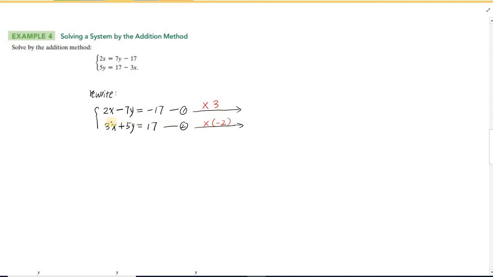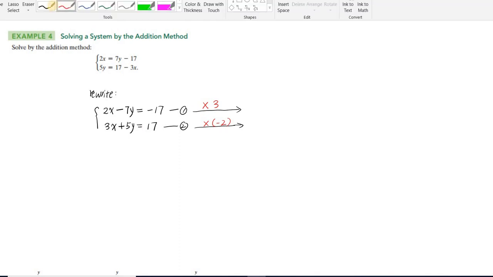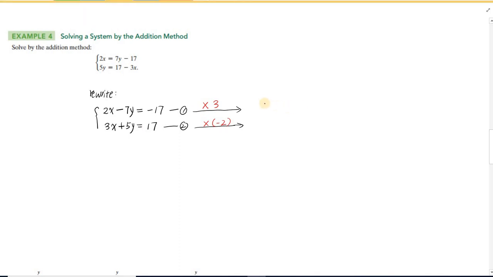The reason why we do this, if you think about it, if I multiply by 3, this will become 6x, and then multiply by negative 2, this will become negative 6x. Once we have this, we're going to add them together and create a 0x. That's why we did this, alright? Okay, let's go ahead and finish this up. We created a new system, and then we're going to add them together.